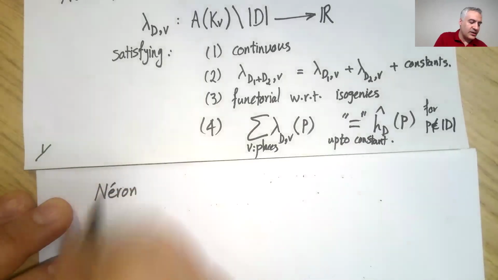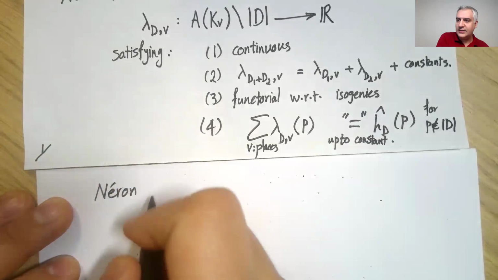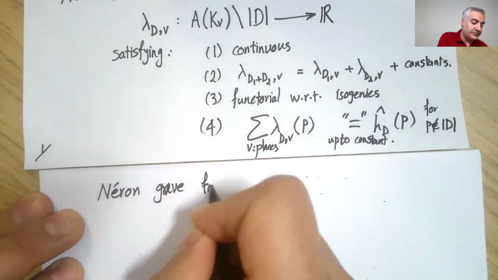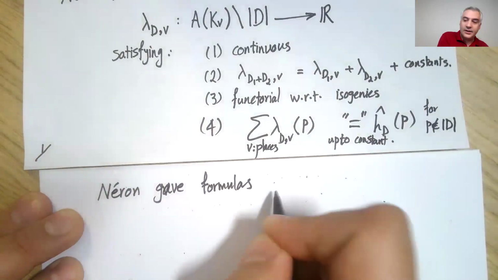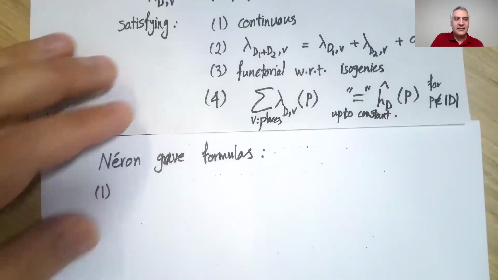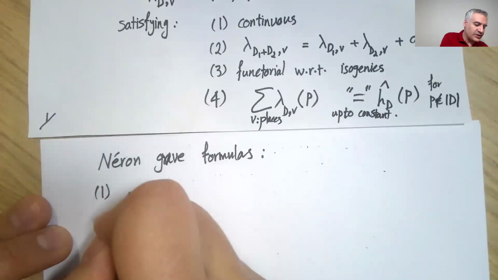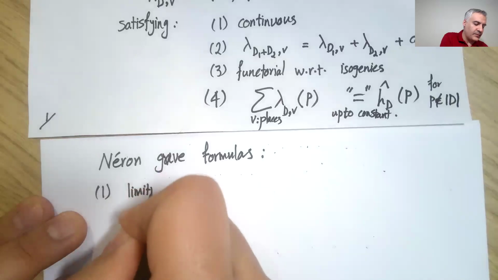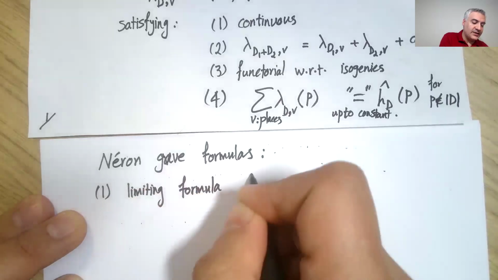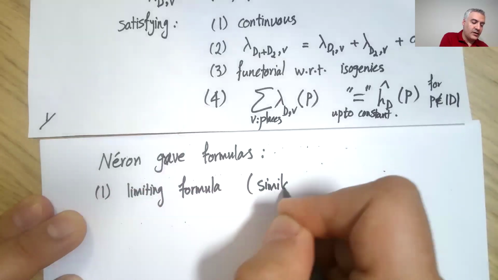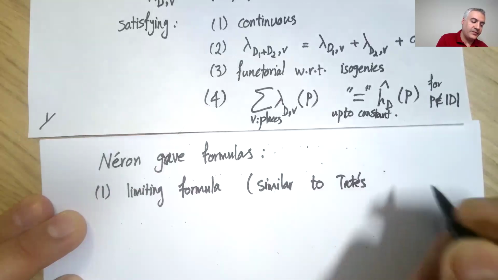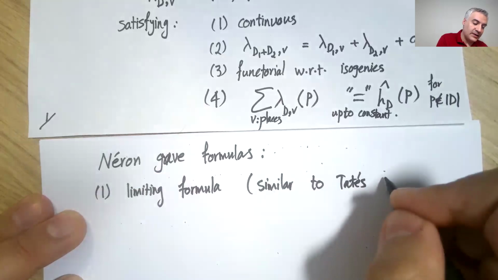not only did he say they exist, he gave formulas. He was also interested in how to compute these things, so he gave formulas in various settings, various formulas. So one version of it is a limiting formula. This is similar to Tate's limiting trick.